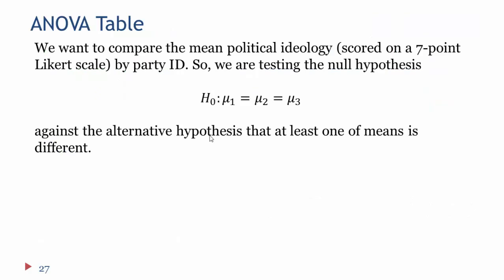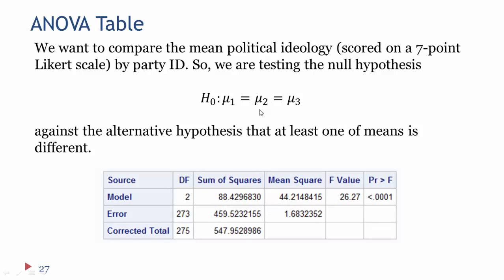Now we want to compare the mean political ideology scores by party identification. So we're testing the null hypothesis because we have three parties that the respondents can identify themselves with. So our null hypothesis is essentially whether the means of the political ideology scores are the same across party identification. And the alternative hypothesis is that at least one of the means is different, or at least one pair is different. So that's our null hypothesis.